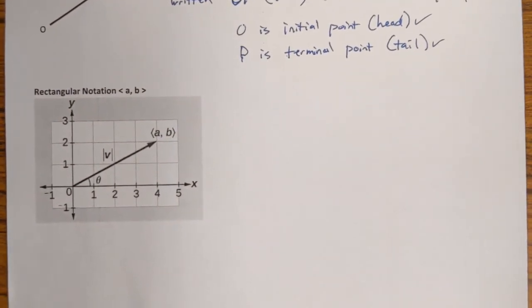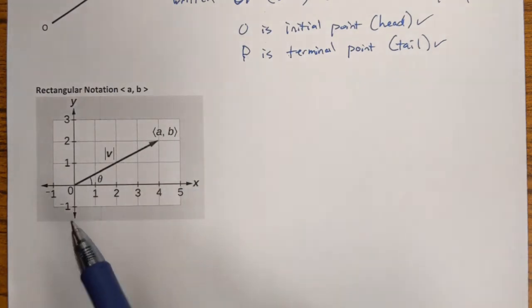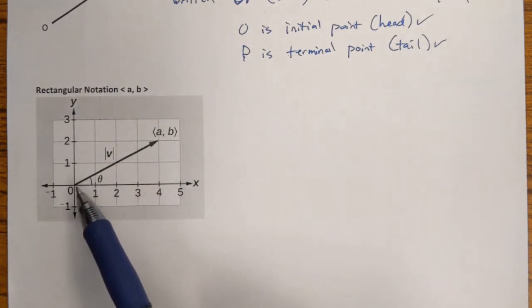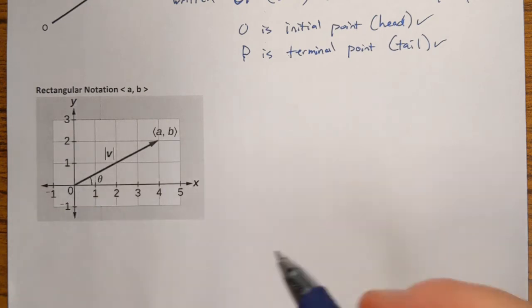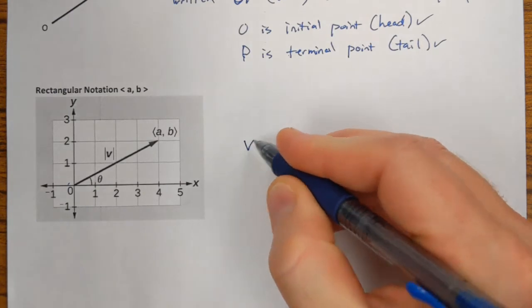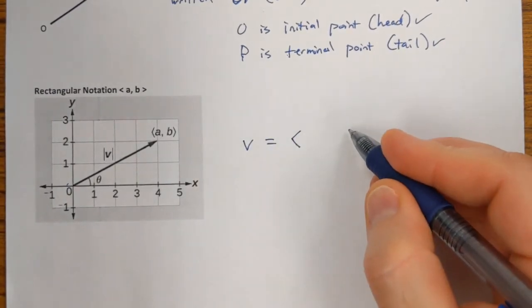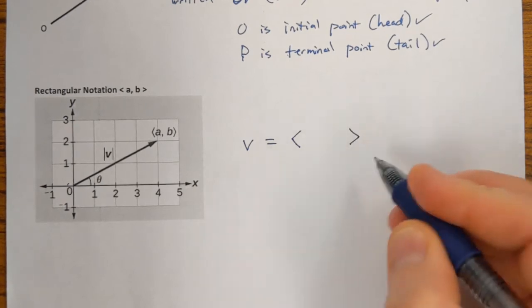This is called rectangular notation. With rectangular notation, let me write down a few facts here. Your vector is going to be drawn on a coordinate plane, and typically it's going to be starting at the origin. Now this vector here is called v. The way we would write this is we would say this vector v is... Now these are called angle brackets here that I'm using.